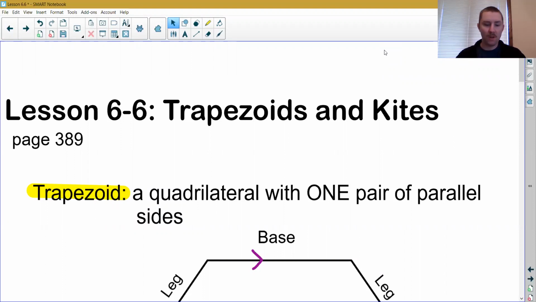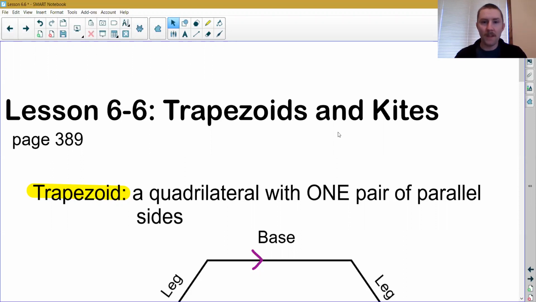In this lesson we're going to be talking about two more special types of quadrilaterals, or four-sided shapes, but these are not parallelograms. Okay, in our last few videos, since we started talking about parallelograms, everything that we've dealt with has been parallelograms: rhombuses, rectangles, squares, etc. In this video, we're going to talk about two special quadrilaterals that are not parallelograms, okay?